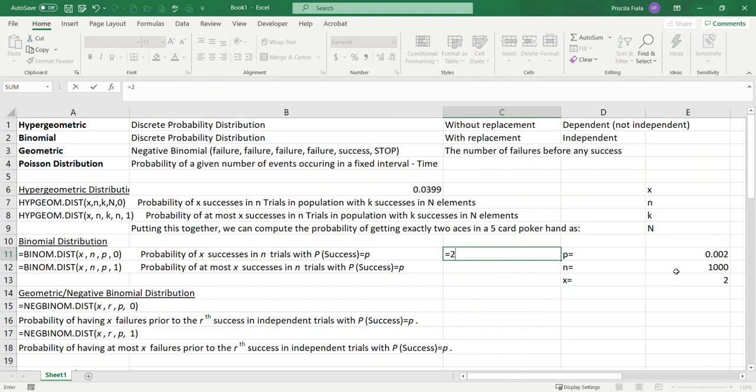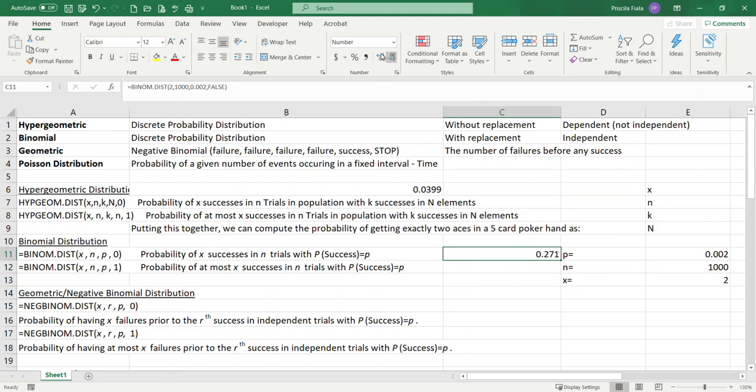I'm just following this formula right here, binomial distribution. So the number of my successes is two. The number of trials is 1,000 trials. And my probability is going to be 0.002. And I do not want it to be cumulative. So here you go. That's the answer right here.